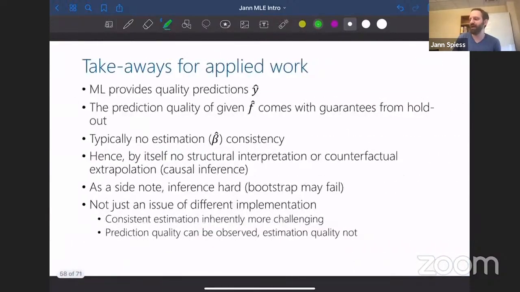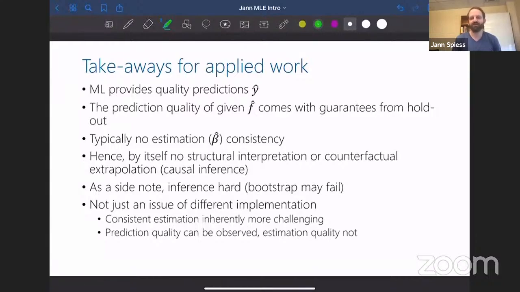So now I'm already over time here. So let me wrap up and go through what I think the main takeaways for applied work of this very brief applied analysis of y hat versus beta hat are. So machine learning provides quality predictions, but the prediction quality, while it comes with guarantees from the holdout, does not typically come with estimation consistency or guarantees about the interpretation of the coefficients of that model. Hence, by itself, we don't get structural interpretation or counterfactual extrapolation like causal inference out of a machine learning model.